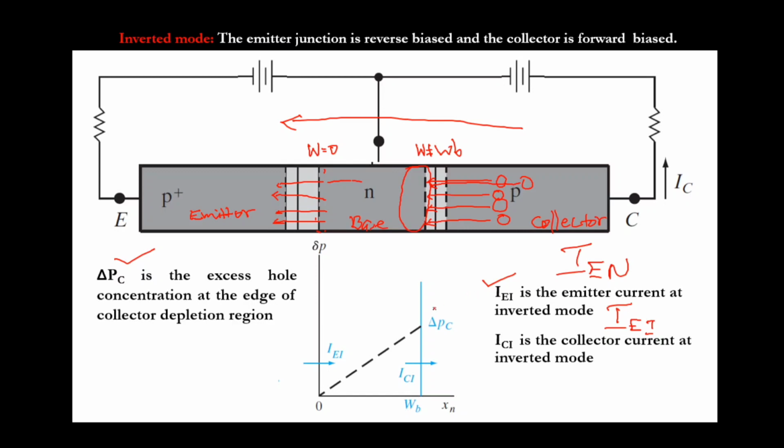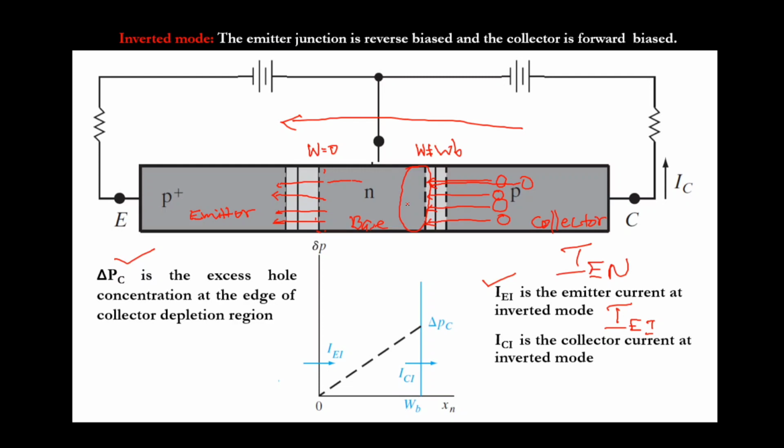The hole concentration will be huge when W is equal to WB. The hole concentration is literally 0 at W equal to 0. That's what I mentioned here. But when we compare with the previous diagram, the concentration of holes here will be less compared to the previous one, because there the region is highly doped, so more holes come. Here it is moderately doped, so the concentration will be less.